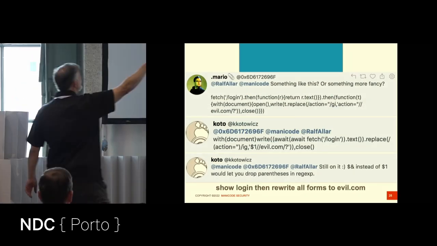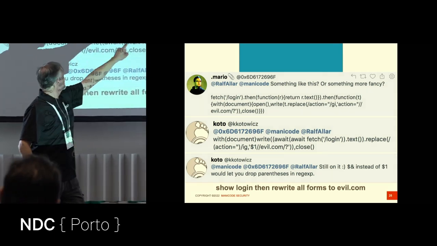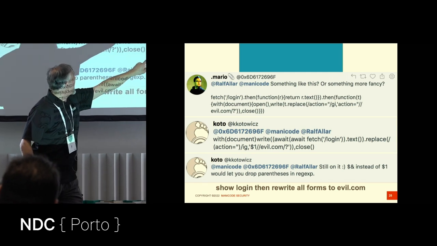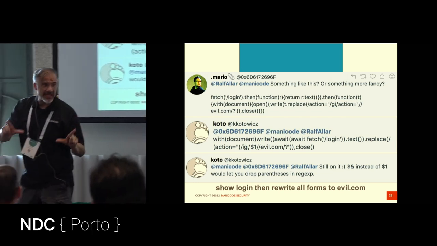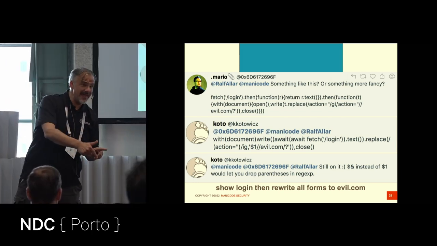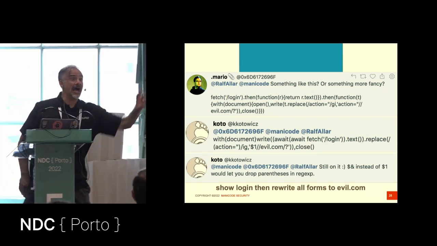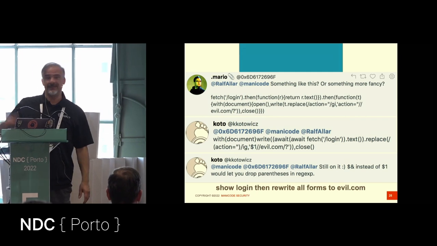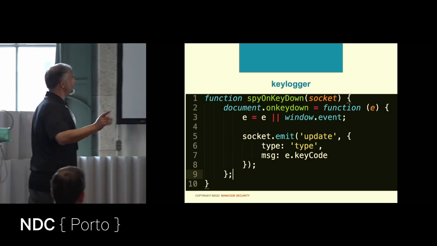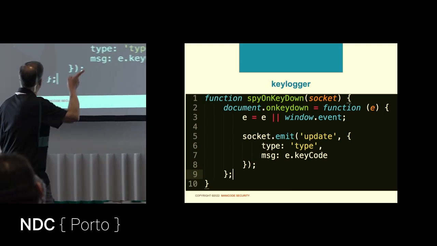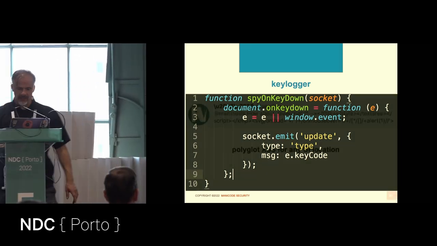I can also fetch a login page and walk through the entire login page and replace any action with evil.com. So it will be an exact copy of your login page. And when you hit submit, it's gonna send your credentials to my collection server and then log you back in so you look like you logged in, but I got your password in a redirect. Or how about this? This is a keystroke logger. I send a socket to my website into this function, and every time you do a keystroke, I get a copy of it.